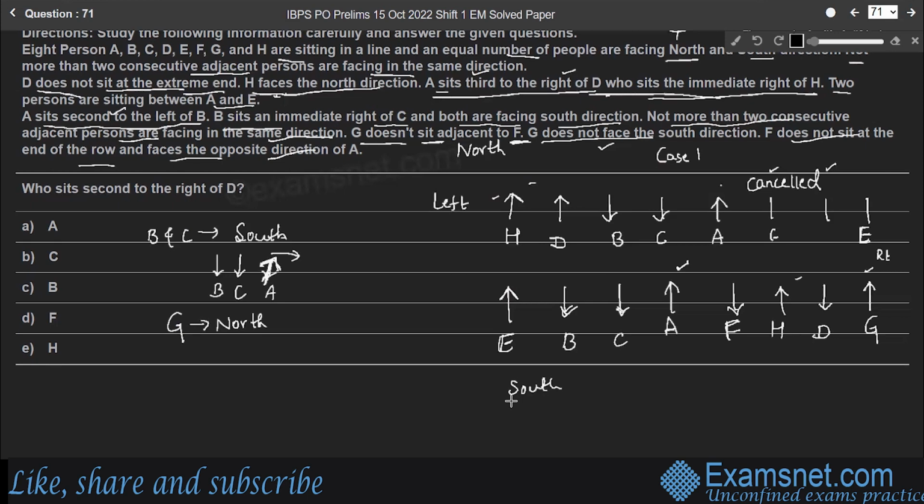Now the question is, who sits second to the right of D? To the right of D. That means since D is facing south direction, second to the right of D is F. Therefore, F sits second to the right of D. Right? Option D is the right answer.